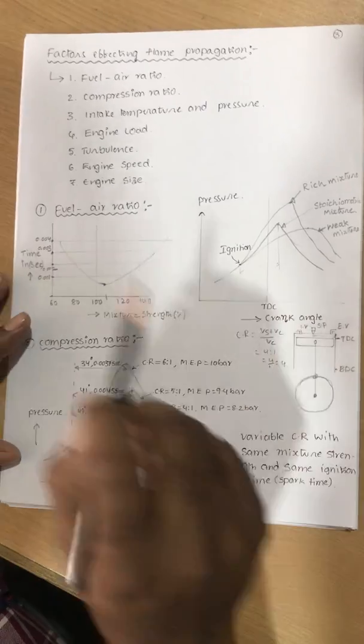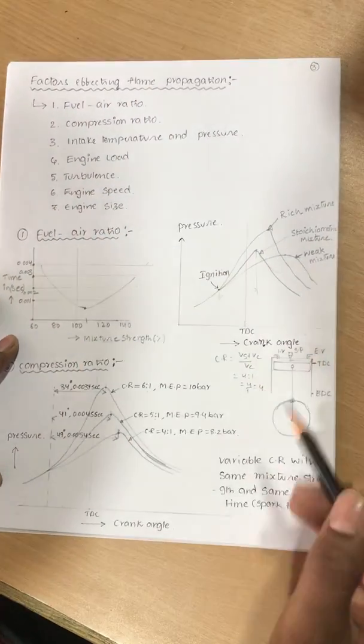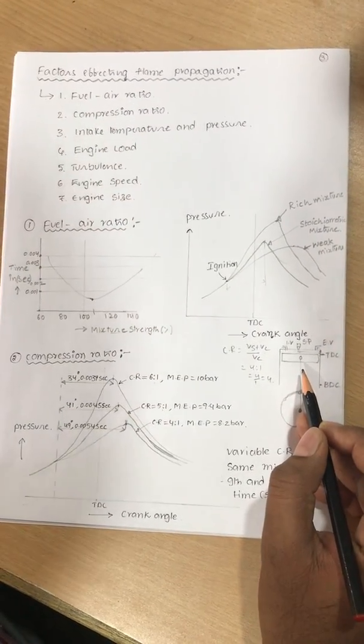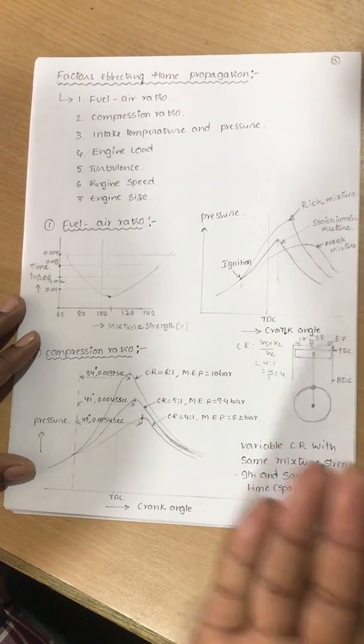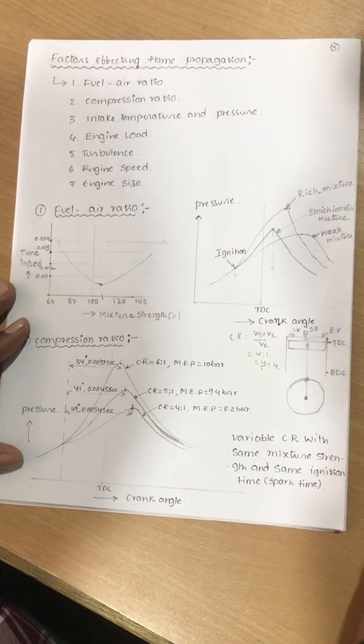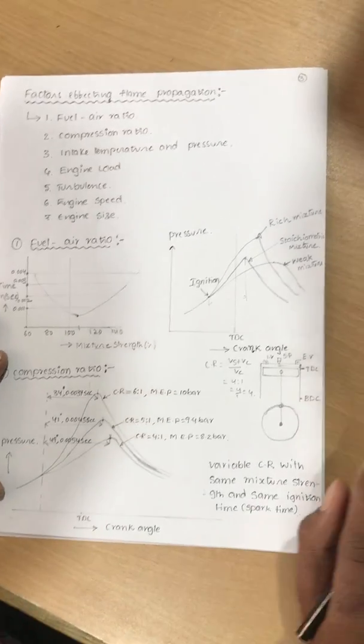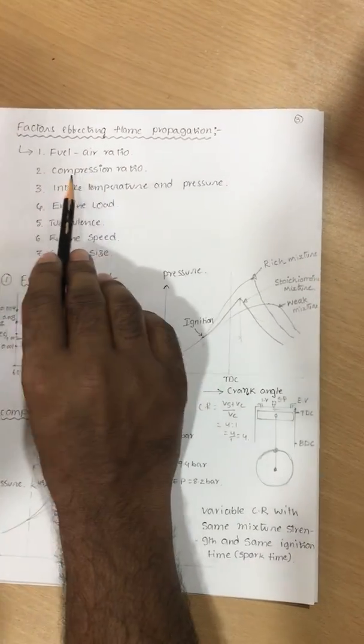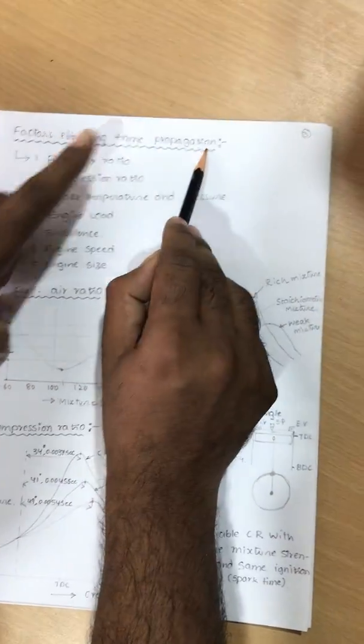Now I am completely discussing the flame propagation. So when the temperature is increasing, automatically what happens? When the temperature inside the cylinder is increased, the flame can travel easily. That means it can travel at very high speed. So the increase in compression ratio increases the flame propagation.